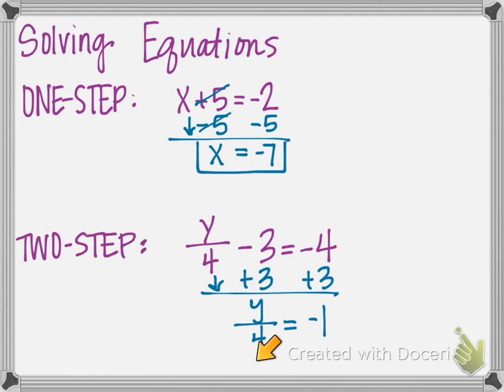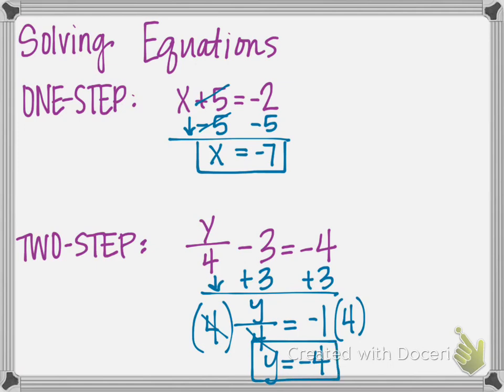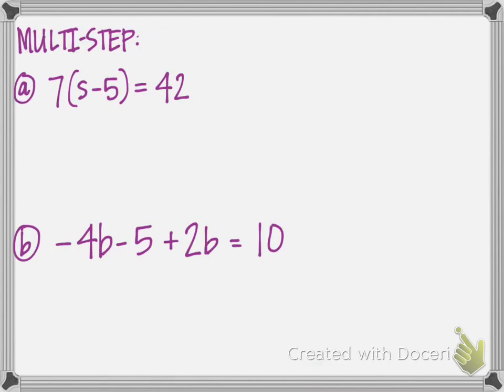Now, y divided by 4, to undo the division by 4, we're going to multiply by 4. So that cancels, and I get y equals negative 4. Okay, so that's a two-step equation. A multi-step, that's any number of steps more than 2.